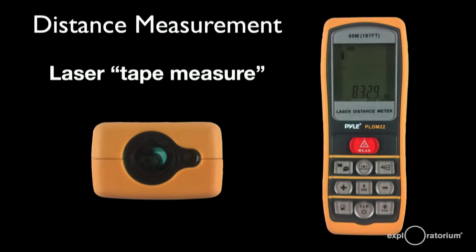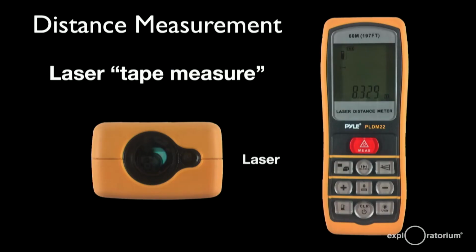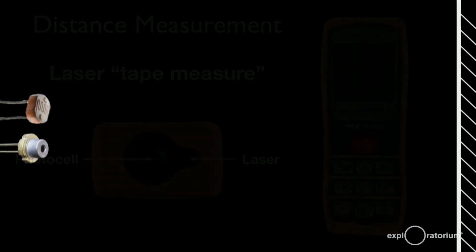What else can we use lasers for? Well, one of my favorite uses of lasers is to measure distance. And that you can actually go out and buy at Home Depot for $50. It's truly amazing. This device here, a laser tape measure, has a couple of very simple components. There's a laser that sends out a beam and a lens in front of a photocell. How does this work? Well, again, here we have the photocell and the little laser diode.